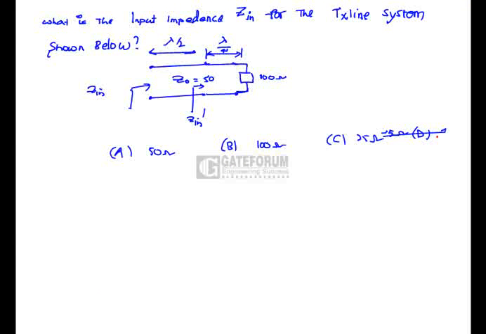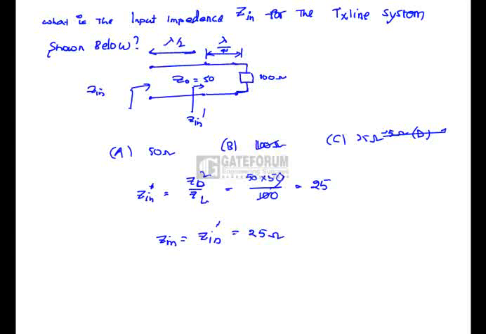Find the impedance for the transmission line system shown below. Here Zin dash is the input impedance for the quarter wave transmission line, which is Z0 square by ZL. Z0 square is 50 into 50, and ZL is 100, so it is 25 ohms. And Zin equals Zin dash, because the length of the transmission line is lambda by 2, which reflects the output impedance towards the input, which is 25 ohms. That is option C is correct.